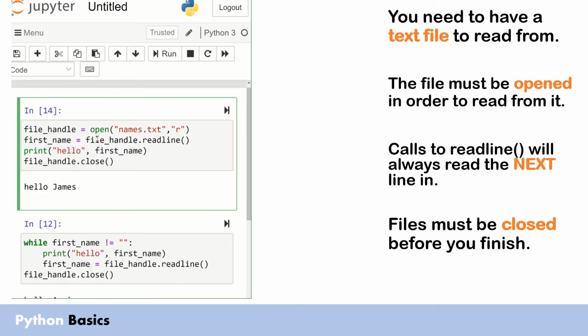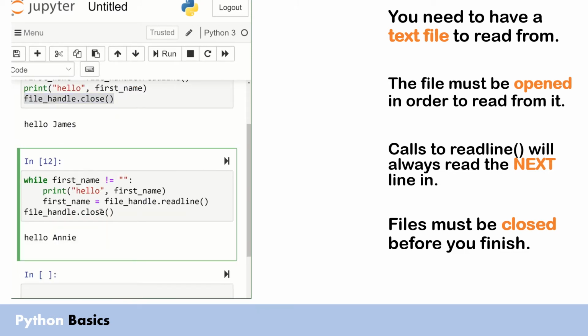Once I've read that line in, it will store it inside a variable called first name, and then I can print that name out. I then have this line of code here called file handle.close. What close does is it closes the file. So it's similar to when you finish reading a book, you'll close the book. With file handling, you also have to close the file.